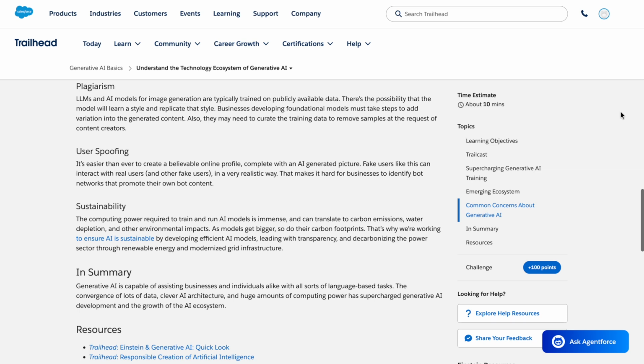In summary, generative AI is capable of assisting businesses and individuals alike with all sorts of language-based tasks. The convergence of lots of data, clever AI architecture, and huge amounts of computing power has supercharged generative AI development and the growth of the AI ecosystem.